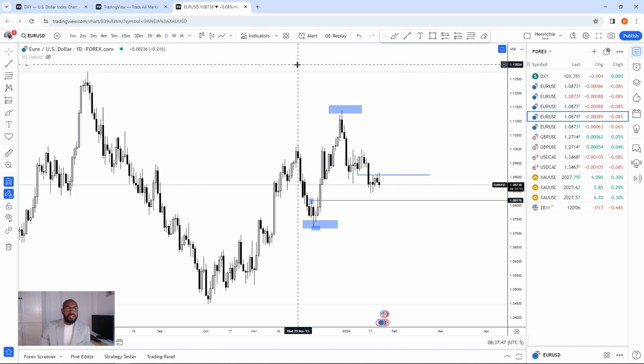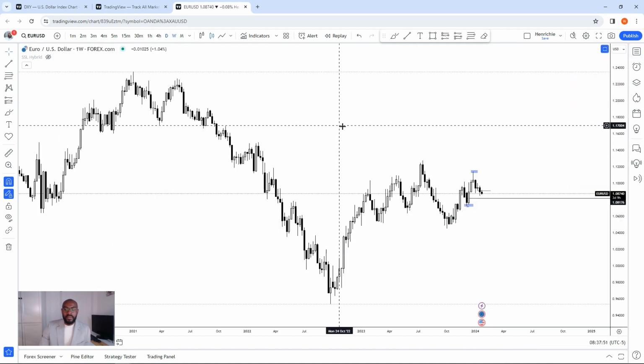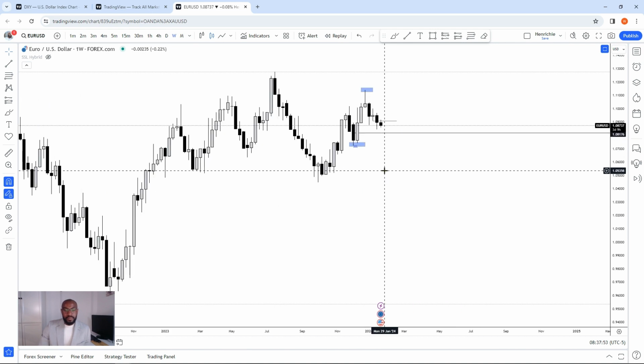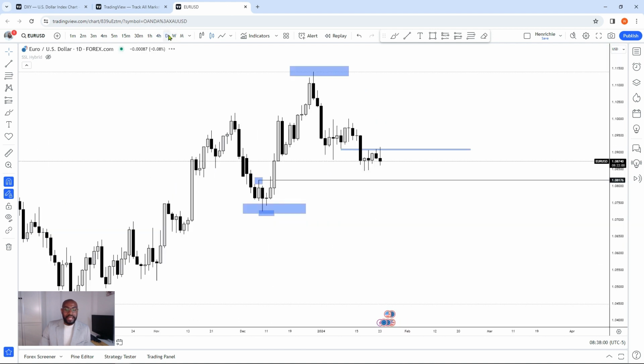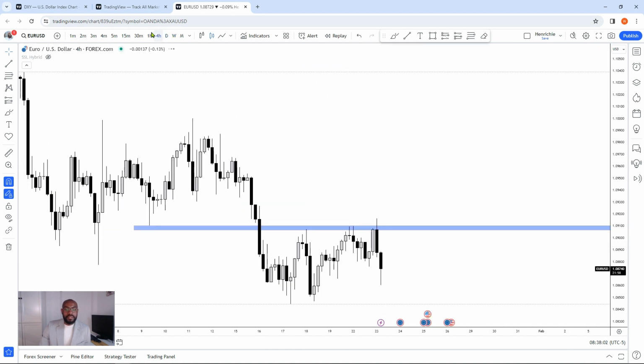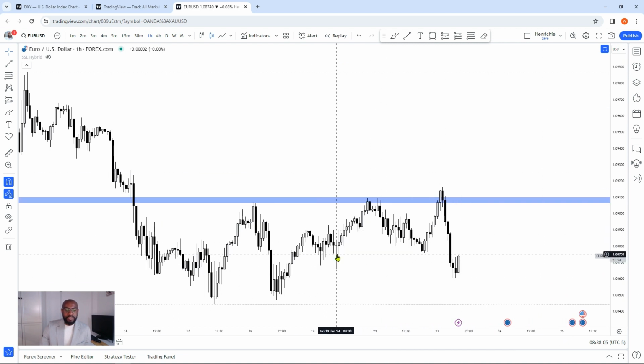So for Euro US dollar, I was actually on a trade on Euro US dollar, but the trade took me out at break even because I trailed my stop loss to my entry, and it took me out. And right now, as you can see, it took me out because my entry was around this level, and I just trailed my stop loss, I think around here, and I trailed my stop loss right here.